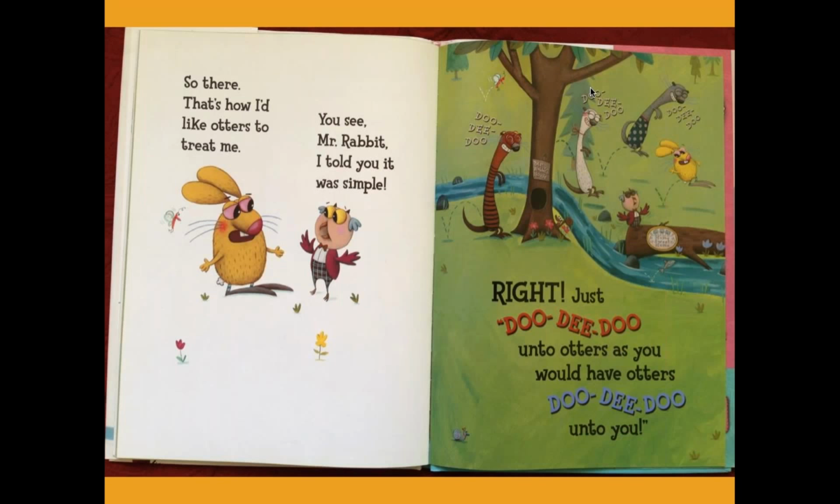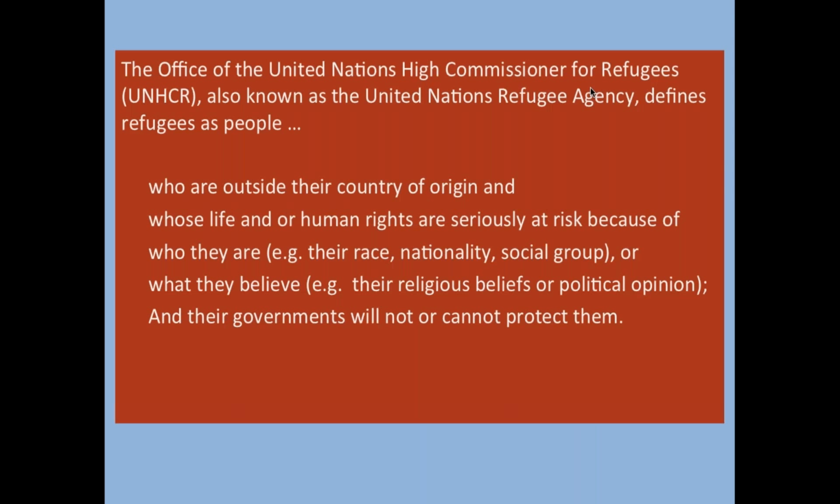You see, Mr. Rabbit, I told you it was simple. Just do unto otters as you would have otters do unto you. By the way, this book makes a wonderful play. I've performed it several times with students of different ages. They love it. Right, now we're going to look at books specifically about refugees and migrants.